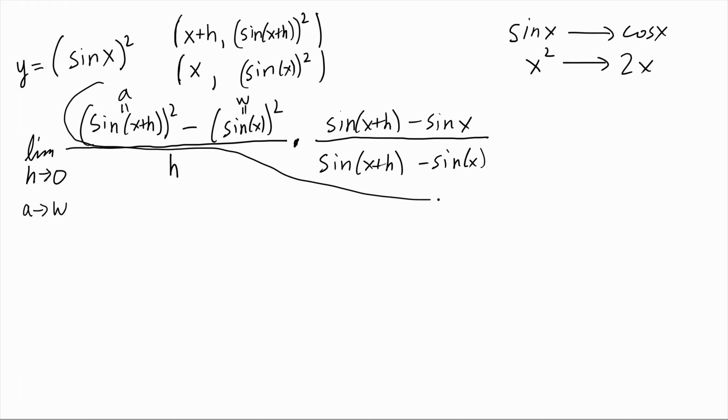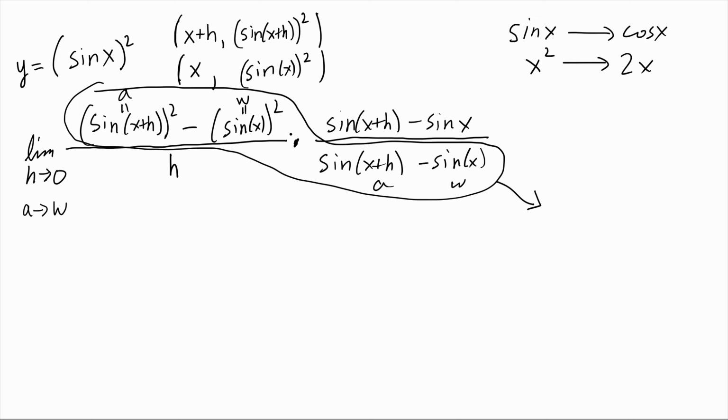So this divided by this, that's a squared minus w squared over a minus w. And we just said what that limits to: 2 times w, right? We're using this fact right here. Well, w is sine x. I mean, that's the point we're finding.